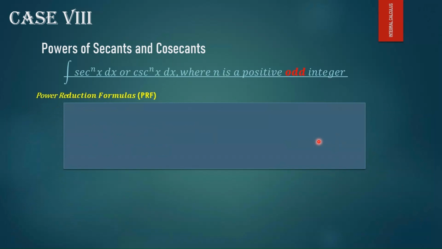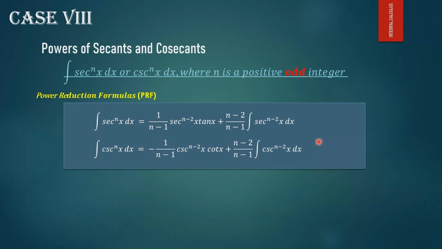These are the power reduction formulas for secants and cosecants. The proof of these formulas are not included in our discussion, but you can access them through the link pasted in the caption.